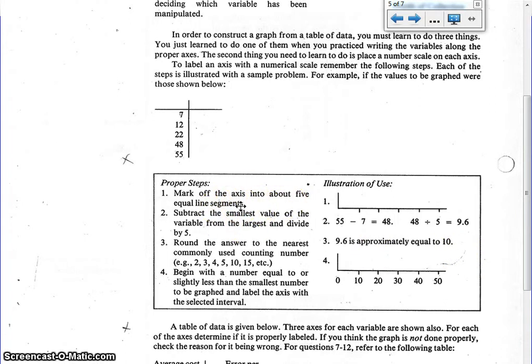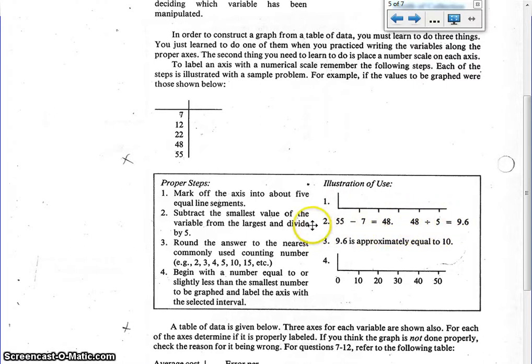If you had more data than 5, if you had 7 points, then you'd go 7 equal points. Then you're going to subtract the smallest variable from the largest and divide by 5. So when you subtract the smallest from the largest, you are finding the range. Ooh, there's a crazy math term. So you're going to start off and find the range of the numbers. Then the reason why you divide by 5 is because you have 5 equal parts. 1, 2, 3, 4, 5. So that's what you need.